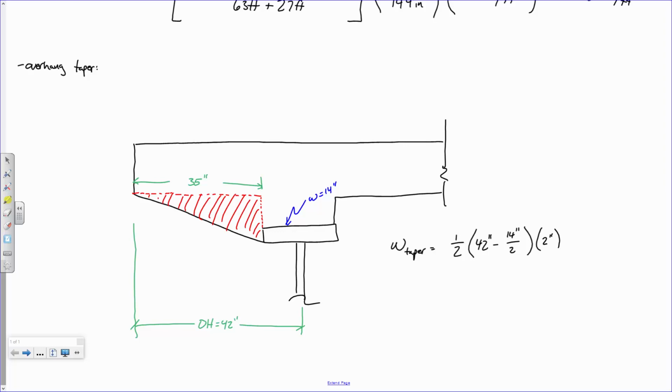Okay. Now, a couple things. How many tapers are on the bridge as a whole? 2. How many beams are there? 4. Now, everything that I've done is just computing an area. To get a weight, I've got to do 2 things. 1, convert, and then 2, multiply by 150 pounds per cubic foot. Does that make sense? Pretty straightforward, right?